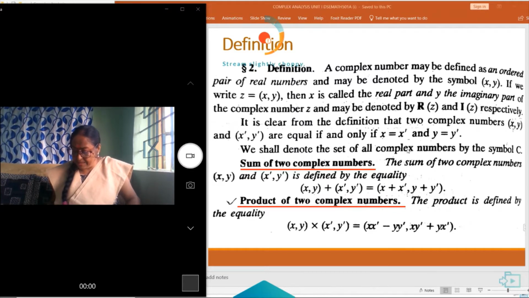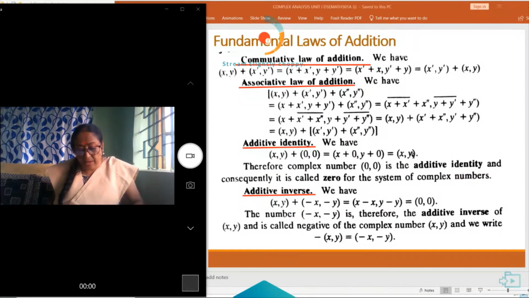Product of two complex numbers. Suppose (x, y) is one and (x dash, y dash) is another. Then if we multiply them, we get a real part without i, and the other part which includes i is equal to x y dash plus y x dash. So the product of two complex numbers is again a real number plus i times another real number. Now, the fundamental laws of addition and multiplication.